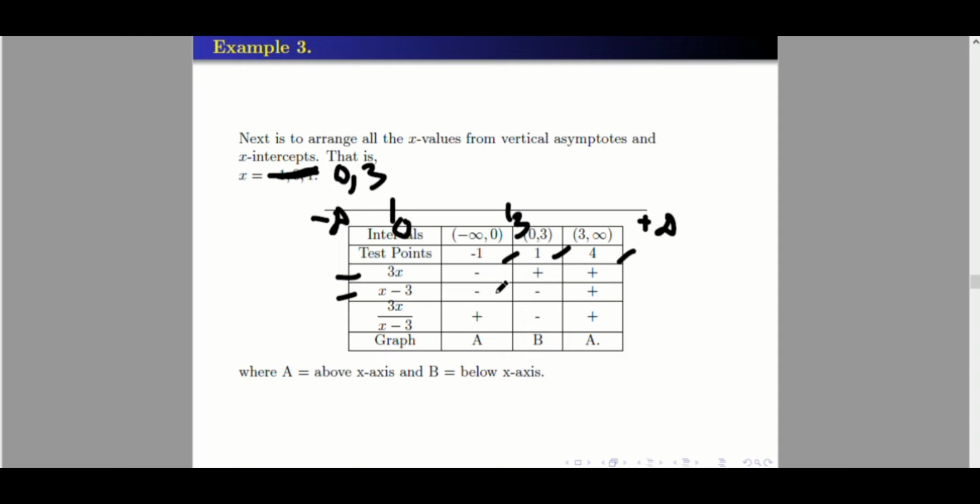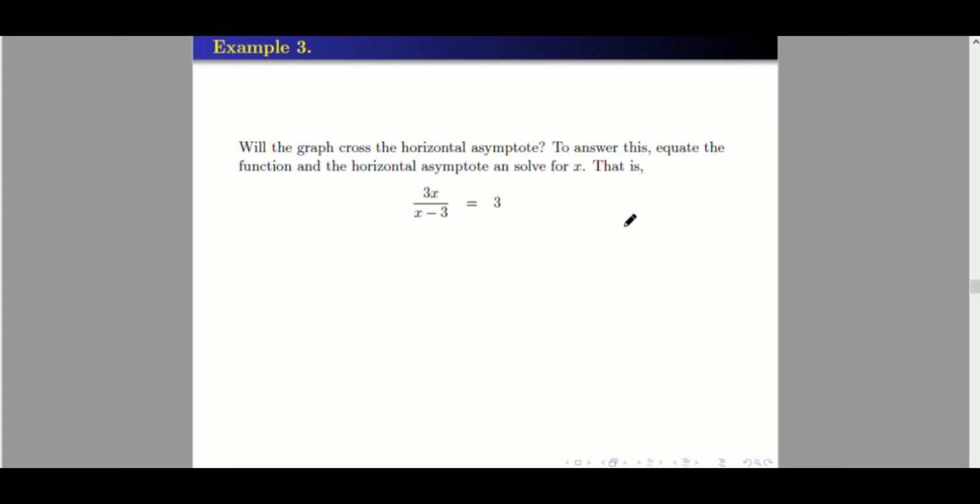So negative divided by negative is positive. Positive divided by negative is negative. Positive divided by positive is positive. So we have now above the x-axis, below the x-axis, above the x-axis. Now let's check first whether the graph will cross the horizontal asymptote or not. So we must equate our function and our horizontal asymptote, which is y equals 3.